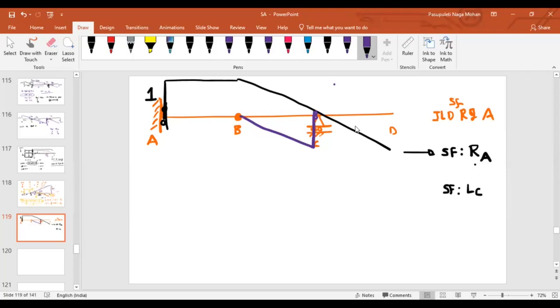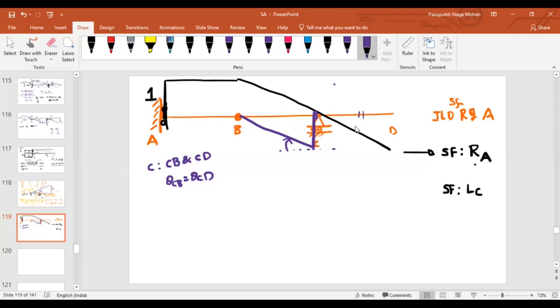And at C, it is a continuous member, or at C it is a joint. At joint C, two members are connected, CB and CD. As it is a continuous joint, we know that the slope of CB must be equal to the slope of CD. If I take CB only like this, we know that CB is rotating in a clockwise direction. That's fine. What about CD?